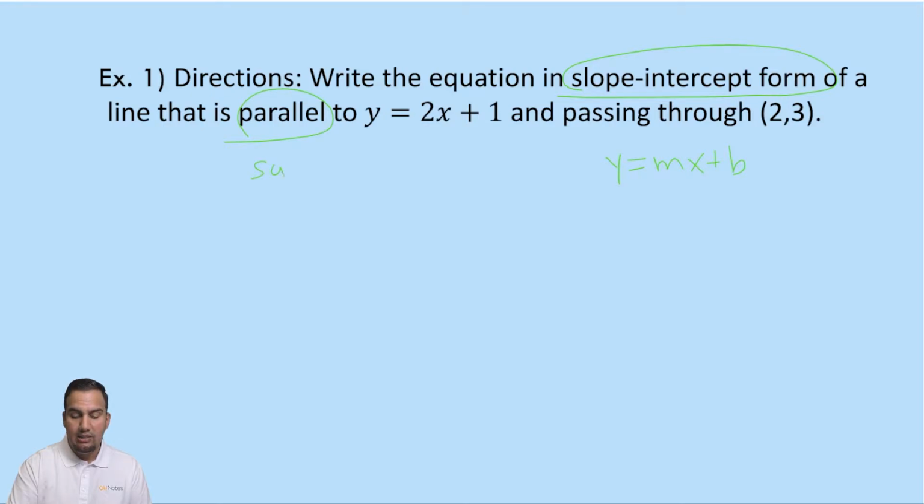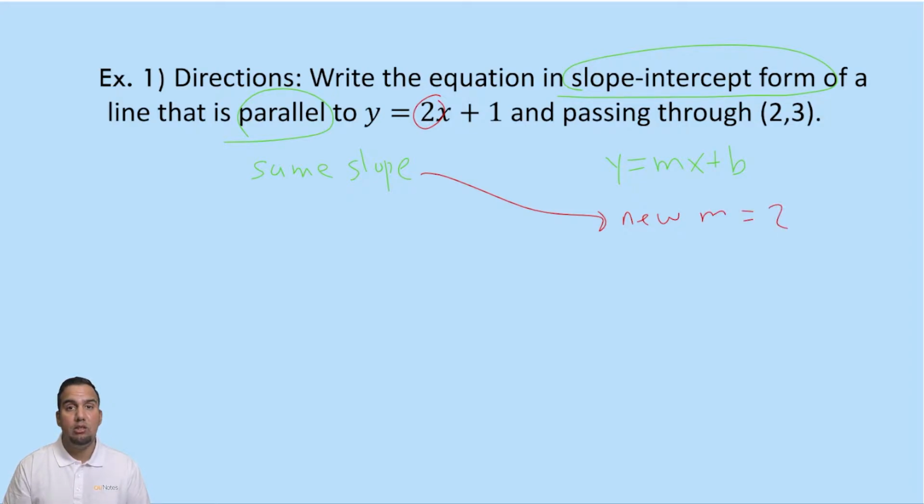Parallel means what again? Same exact slope. So we need to remember that we're going to be working with the same exact slope as whatever is given to us. Well, they gave us an equation of y equals 2x plus 1, so that means the slope is going to be 2. And if it's going to be the same slope, that means my new m that I'm going to be using is going to be 2, because it represents the same exact slope.